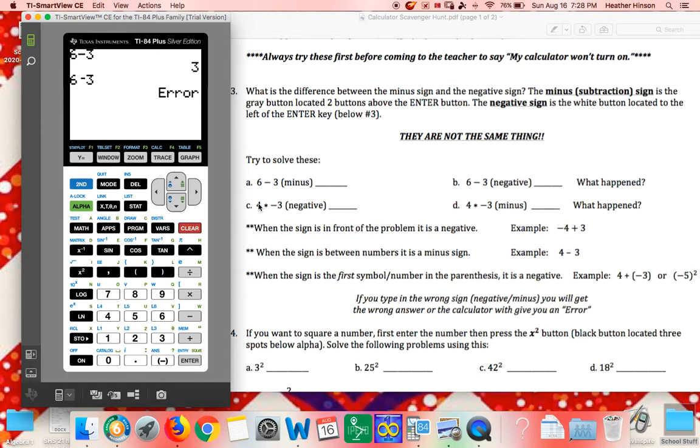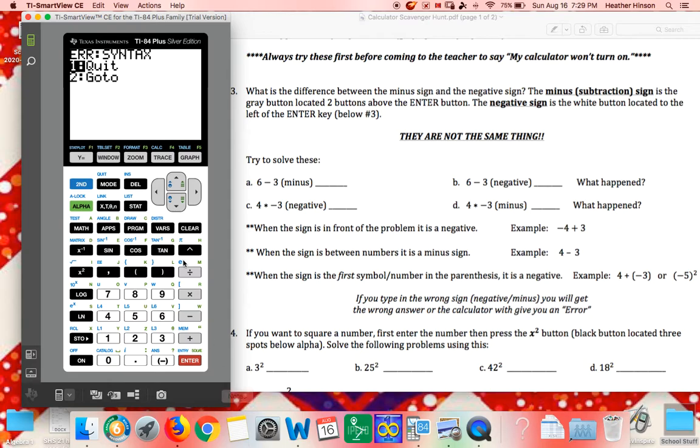So let's try, see. If you do 4 times negative 3, so 4 multiply the negative 3. Well, 4 times negative 3 is going to be negative 12. However, if you plug it in wrong and you do 4 times a minus 3, you're going to get another error. It can't do 2 operations back to back, a multiply and a minus sign. That's why you have to make sure you're plugging in the right sign, whether it be minus or negative.